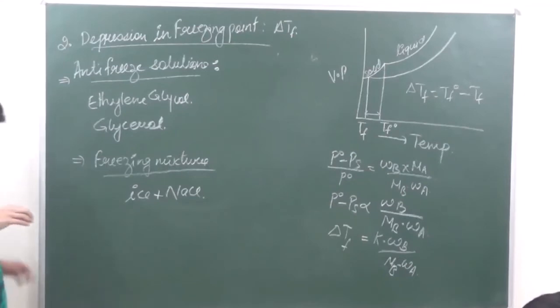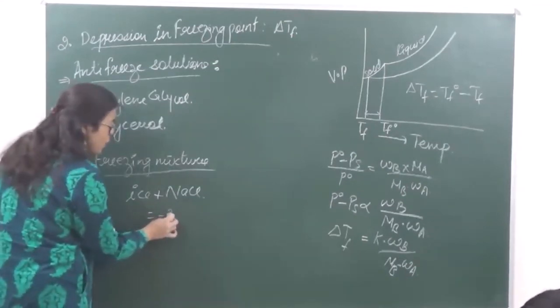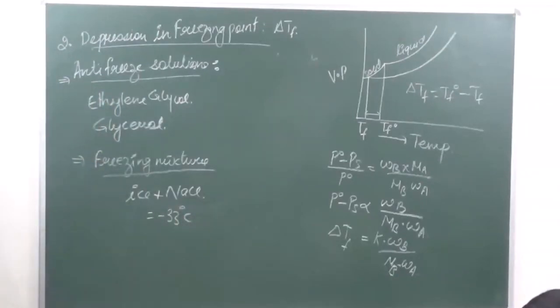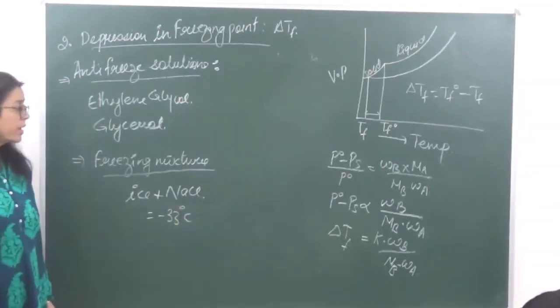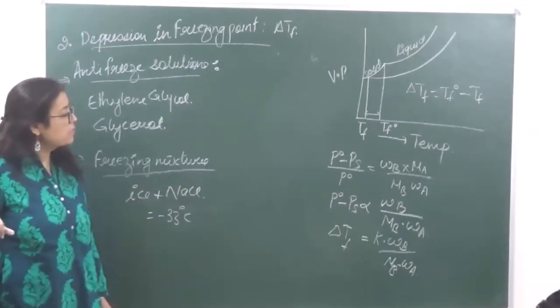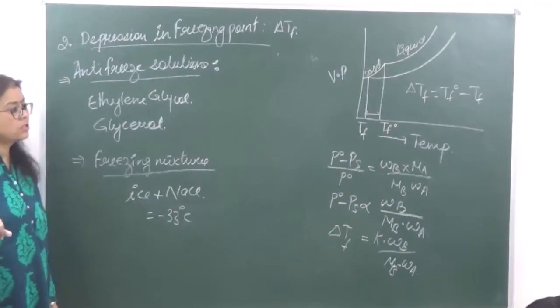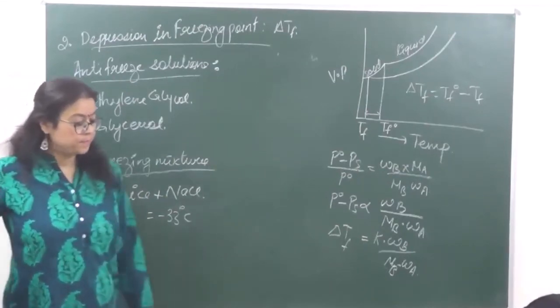The temperature can be lowered to as low as -33 degrees Celsius by using the freezing mixtures. So these are the two colligative properties. Now in the next section we are going to do the questions regarding this.